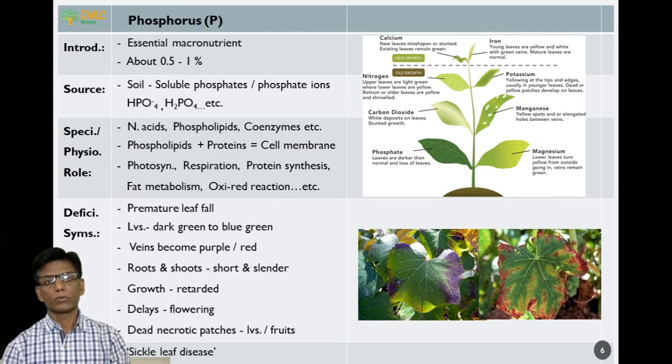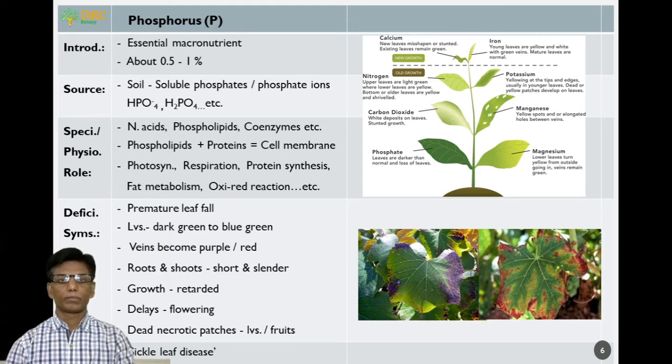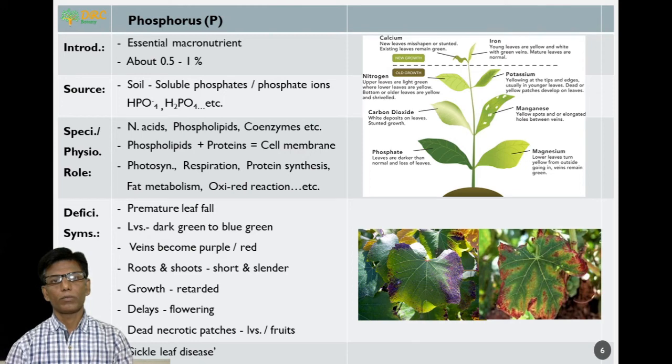It also plays a very important role in various processes like photosynthesis, respiration, protein synthesis, fat metabolism, oxidation reduction reaction, etc. These are some functions of phosphorus. Afterward, we will see the deficiency symptoms of phosphorus. Phosphorus deficiency causes premature leaf fall, means young leaves fall down. Then the leaves become dark green to blue-green color.